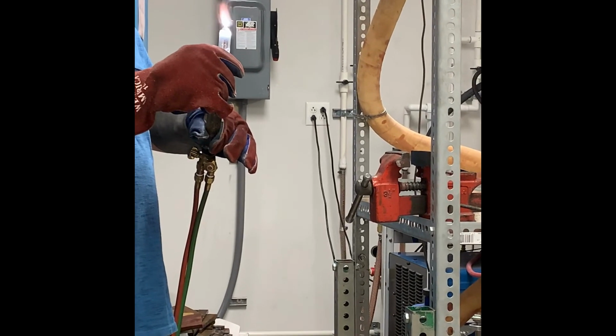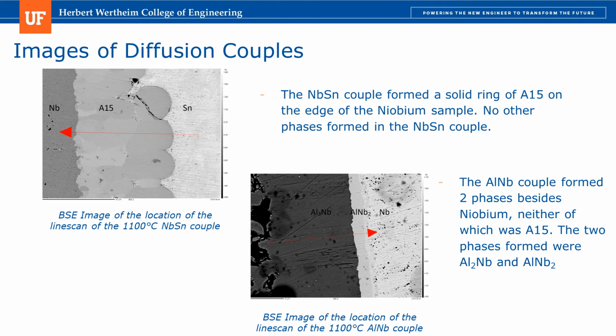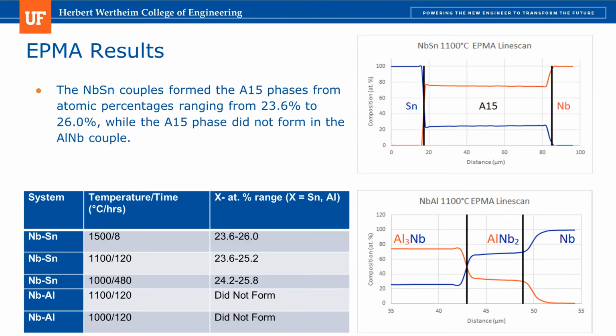After being heat treated at a range of times and temperatures, the samples were removed from the furnace and a cross-section of the samples was taken. The cross-sections were then examined using BSE and SEM and optical microscopy to examine their microstructure. Additionally, energy dispersive X-ray spectroscopy and electron probe microanalysis were used to understand the composition of the samples. This data was then used to find the compositional range of the A15 phase when formed at different temperatures.